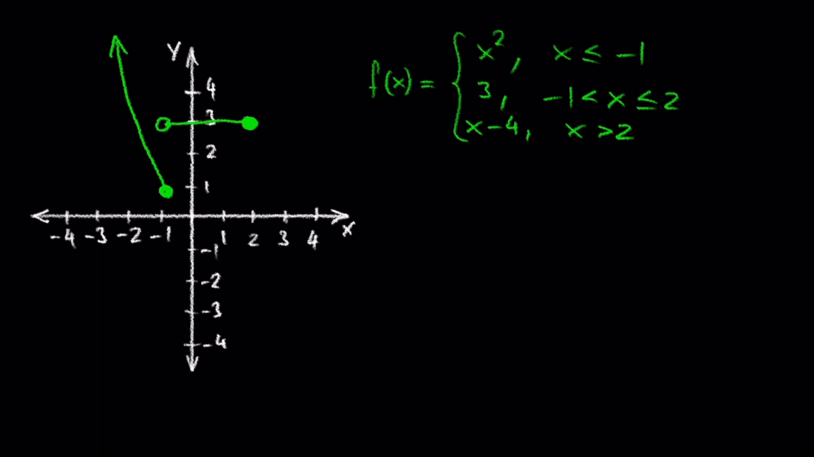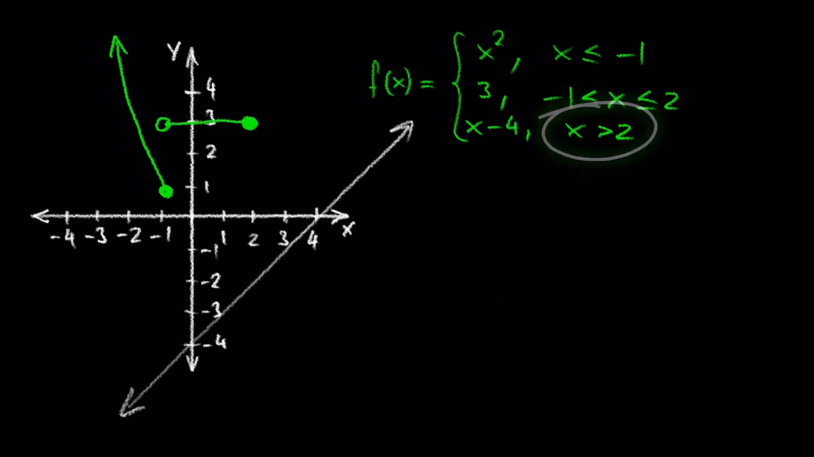Let's look at the last part of the function, which is x minus 4. X minus 4 is a 45-degree line which intersects the y-axis at -4. So the graph would look like this. But again, like in the previous pieces, we just draw that part of this function which is greater than 2. So the graph looks like this.